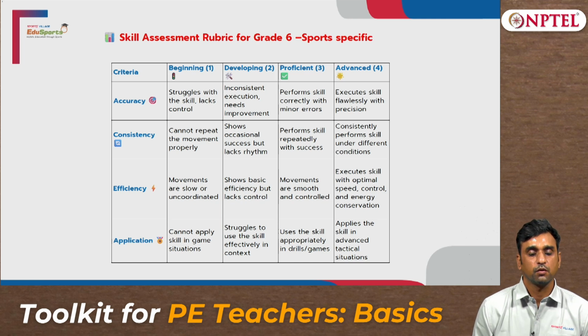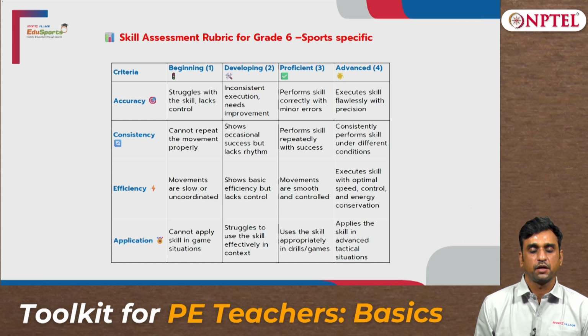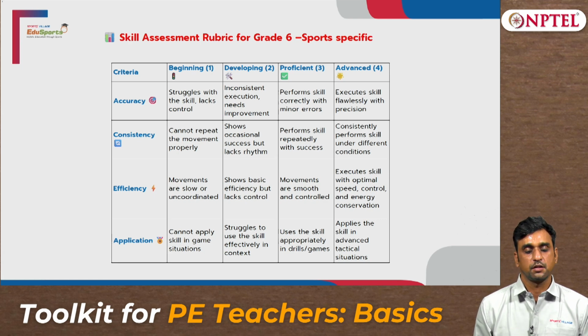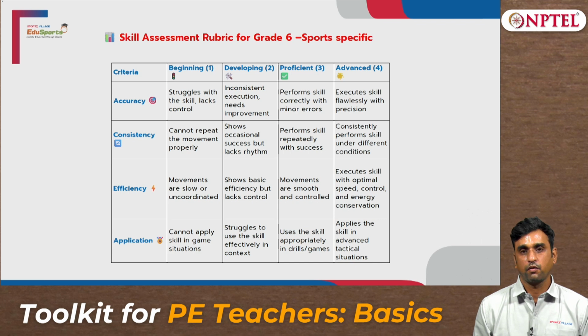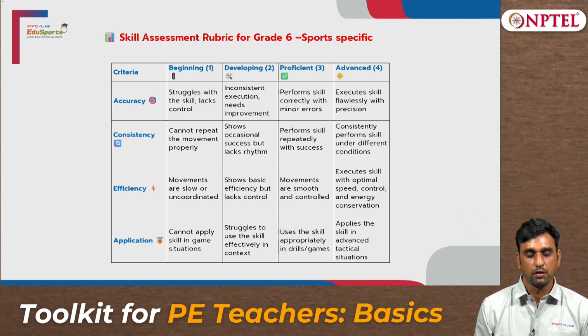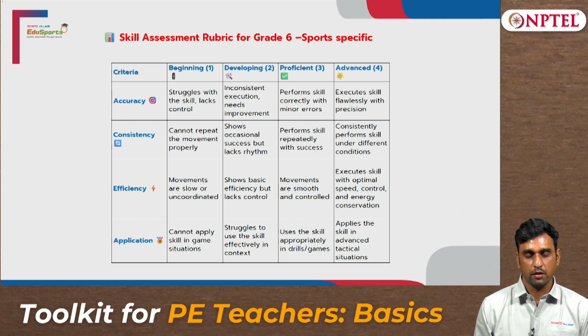This is an example now of a skill assessment rubric for grade 6, sport-specific. This is common and could be used across, let's say, basketball or football. The criteria are accuracy, consistency, efficiency, and application. Accuracy is how flawlessly or how accurate that pass or shot was towards the goal. Consistency: if a person is shooting towards the goal, how many times does it hit the target or go into the goal? That's your consistency.